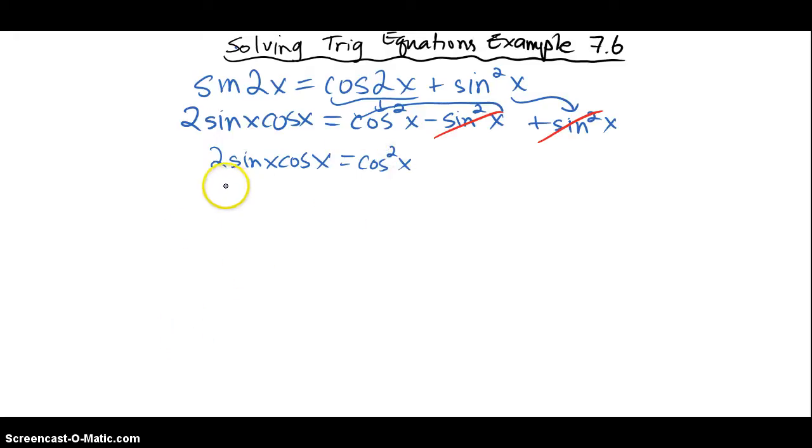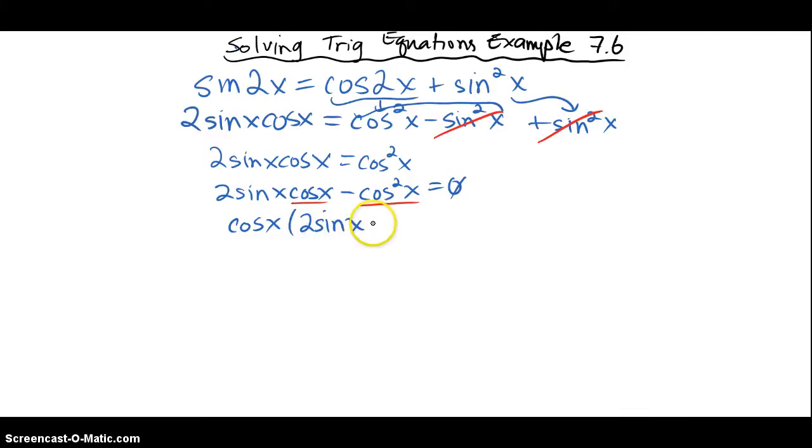Now we bring everything to one side and we go 2 sine x cos x minus cos squared x equals 0. Okay, so now we have to try and factor this, and notice that we have a cos x common here, so we can pull that out. So we take out the cos x and we're left with 2 sine x minus cos x, because there's a cos squared x, equals 0.